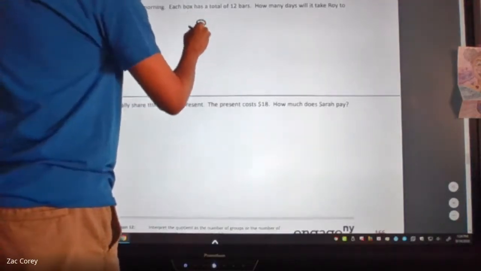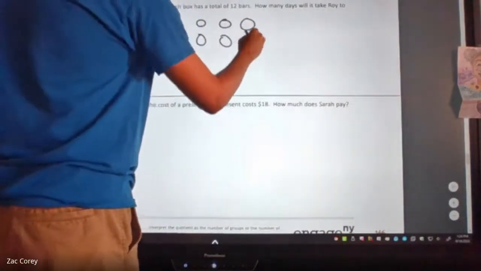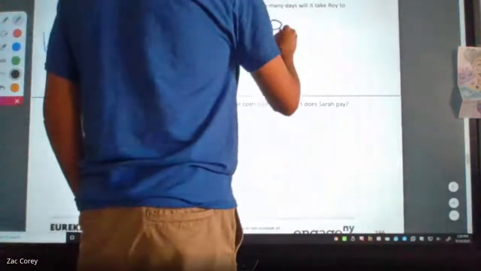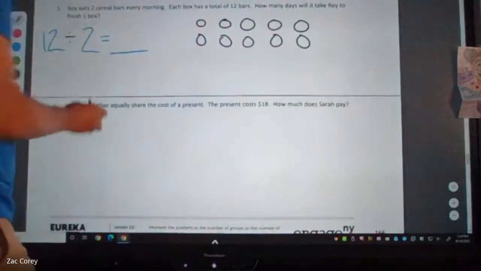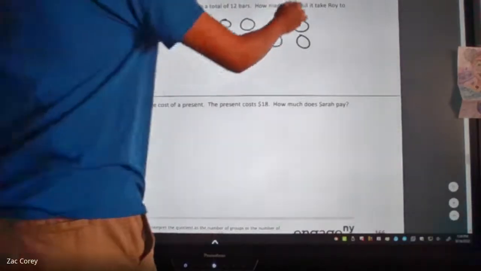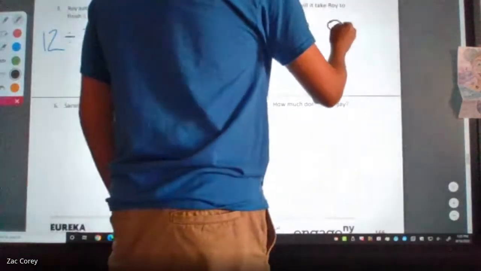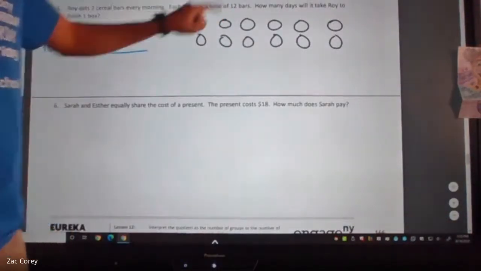So 1, 2, 1, 2, 1, 2, 1, 2, 1, 2. We need to keep going until we get to 12, right? So he's eating 2 bars each day. 1, 2, 3, 4, 5, 6, 7, 8, 9, 10, 11, 12. Let's just pretend like these little circles are cereal bars. All right. So he ate 2 bars each morning. He has a total of 12 bars.